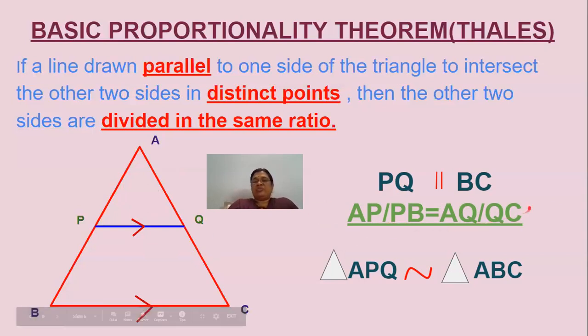This you have to remember. This is a key point. Once the problem is satisfied with this, you can say that these two triangles are similar with each other, like the triangle APQ is similar with the triangle ABC. So there will be problems on this theorem.